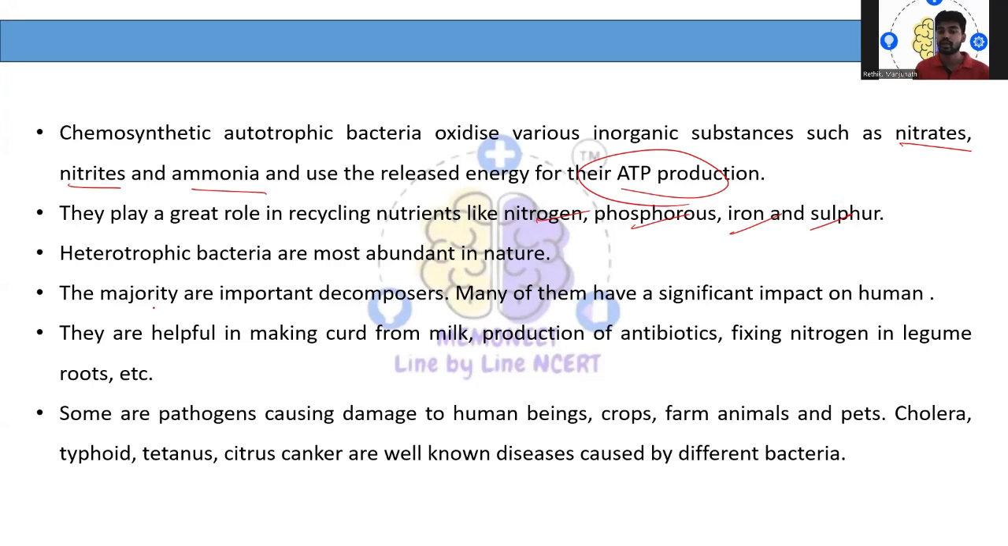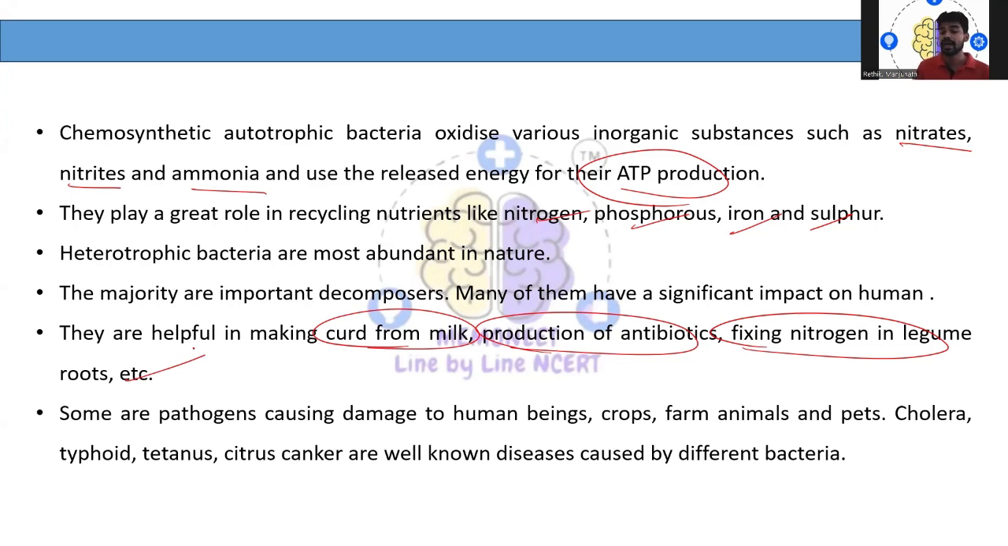Heterotrophic bacteria are most abundant in nature, and the majority of them act as decomposers. Many of them have a significant impact on humans also. Some bacteria help in making curd from milk, produce antibiotics, and fix nitrogen in the nodules of leguminous plants, and many other functions can be seen.